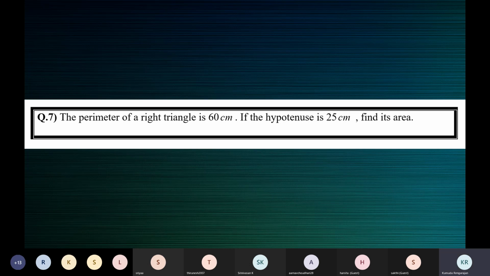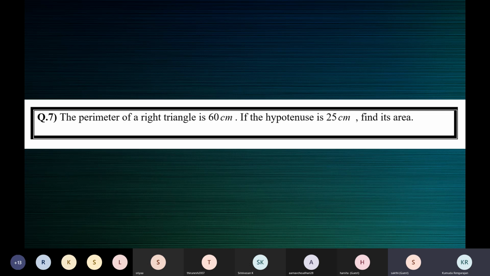What's the equation we have got? I have put the sides as x and y, ma'am. Okay. So x plus y plus 25 is equal to 60. So x plus y is equal to 35. And I have taken the y value as 35 minus x, ma'am. So the area formula is half BH, ma'am. So half into x into 35 minus x is that, ma'am.